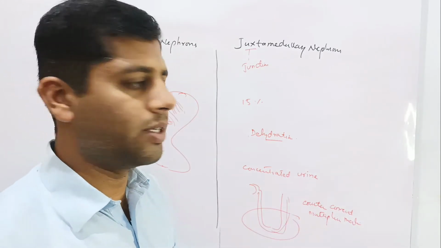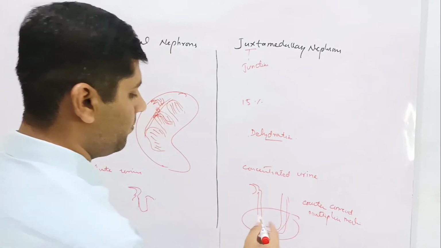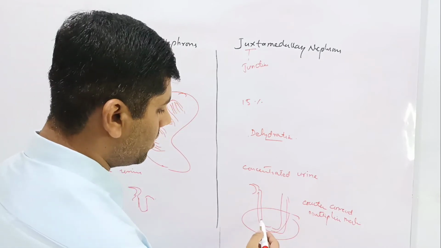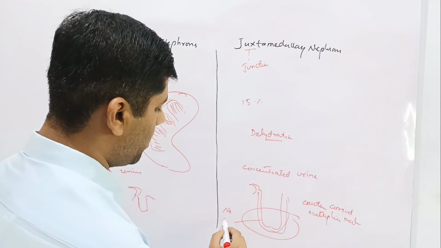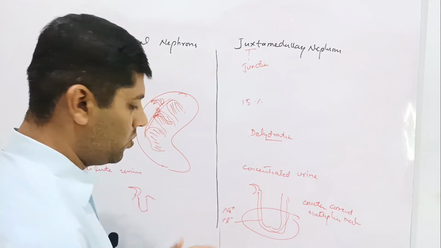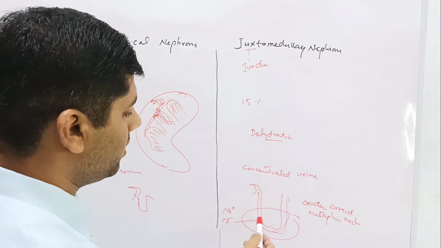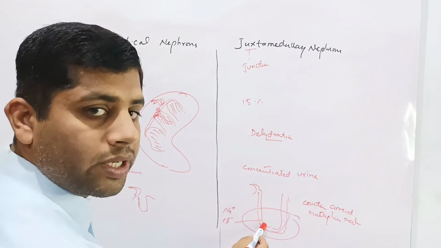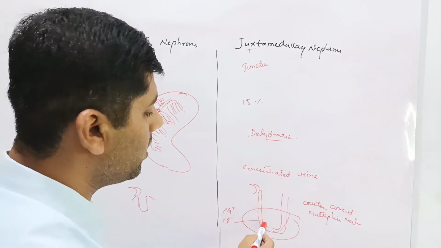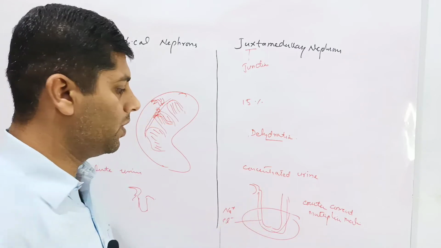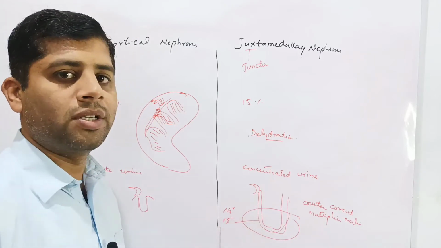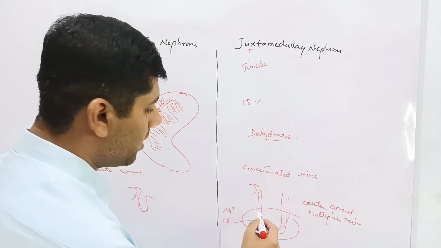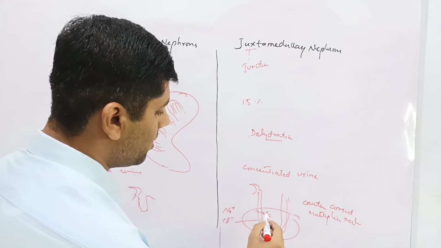Counter current multiplier mechanism means when the body is in need of water, or the body is in a dehydrated condition, then the loop of Henle of this nephron secretes out sodium and chloride ions actively by using the body energy. The loop of Henle secretes out the sodium and chloride ions from the glomerular filtrate. Filtrate left behind in the lumen of the loop of Henle becomes diluted due to loss of these salts. This filtrate, when diluted, has a high concentration of water in it.